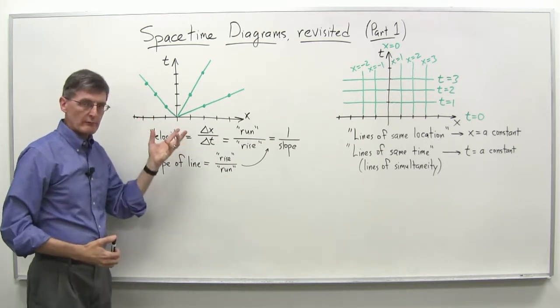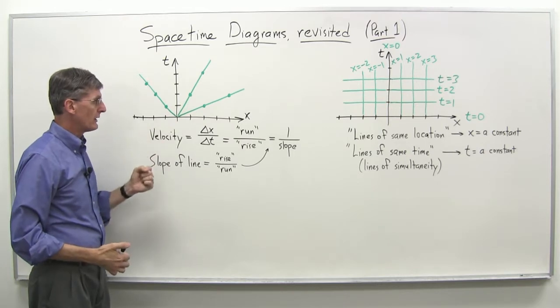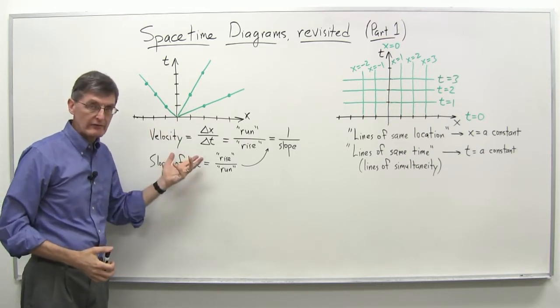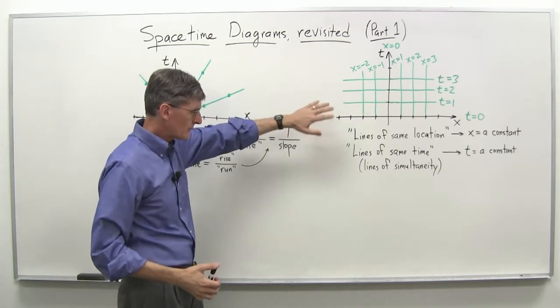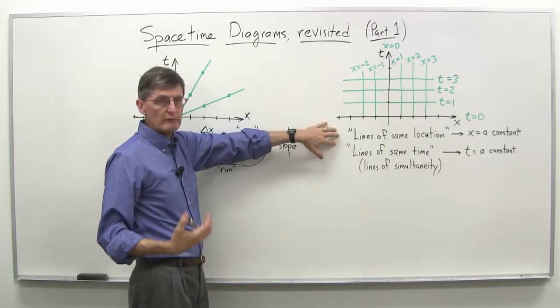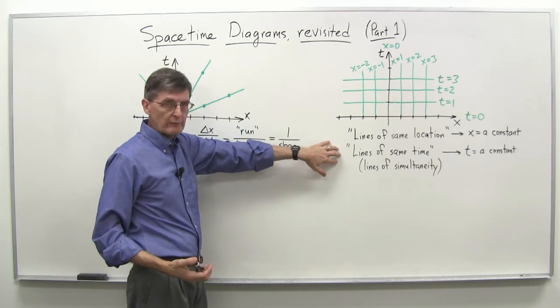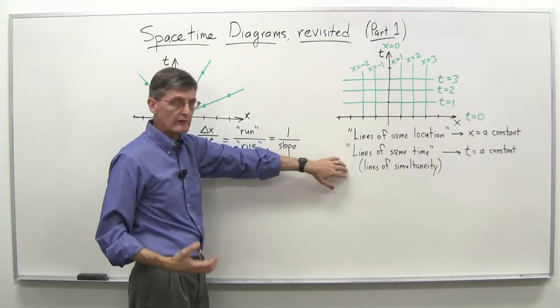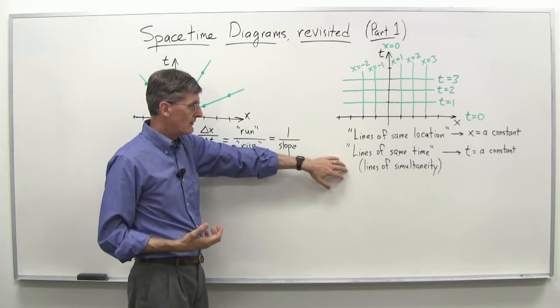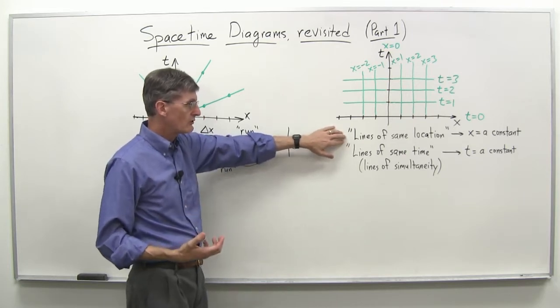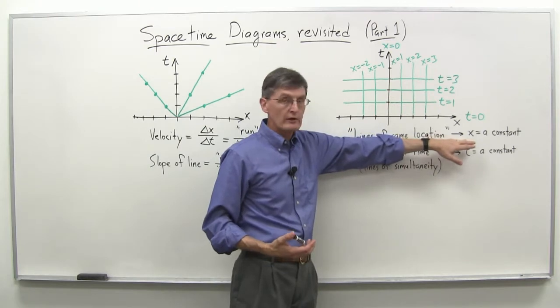Okay, so that's just a quick reminder of some of the basics of space-time diagrams. We'll come back to this in a minute or two. Let's move over to this diagram, though, and talk about lines of same location and lines of same time, or the latter one here is sometimes called lines of simultaneity. And essentially what we have for lines of same location, that means x equals a constant.